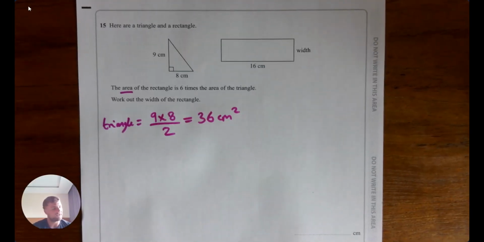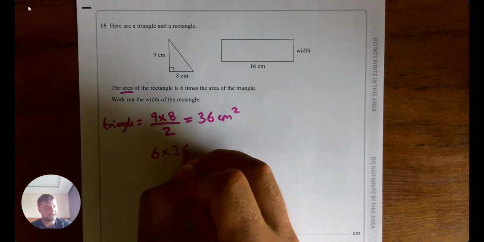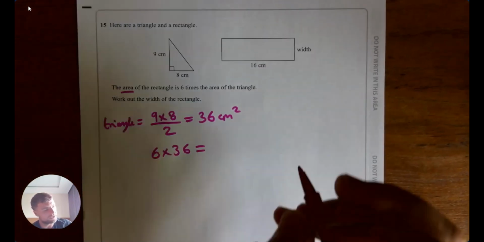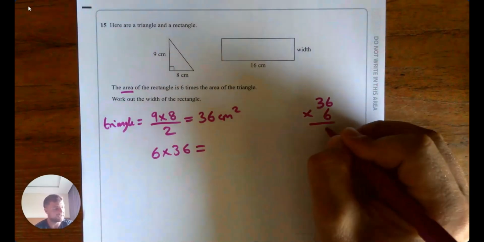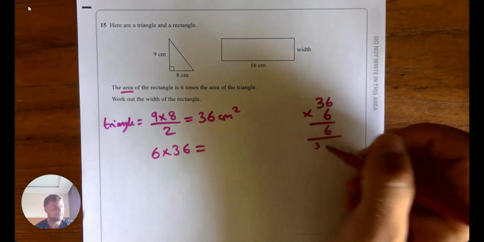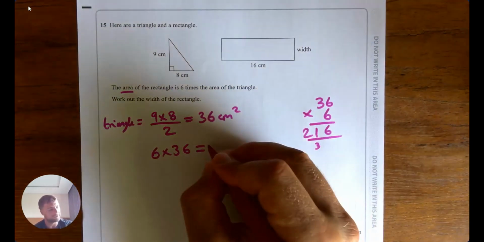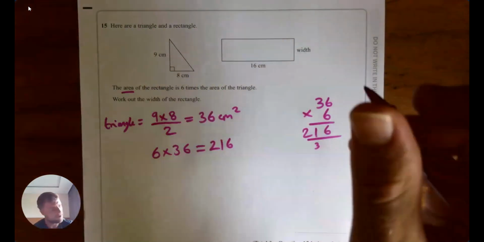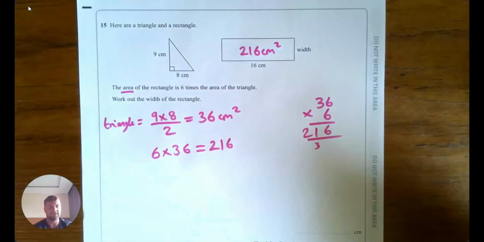Now it says the area of the rectangle is 6 times the area of the triangle. So I'm going to multiply 36 by 6. You might need to do some workings on the side of your page for that. So 6 times 6 is 36. 6 times 3 is 18, add 3, 21. So it's 216. So what that means is the area of the rectangle is 216 centimeters squared.